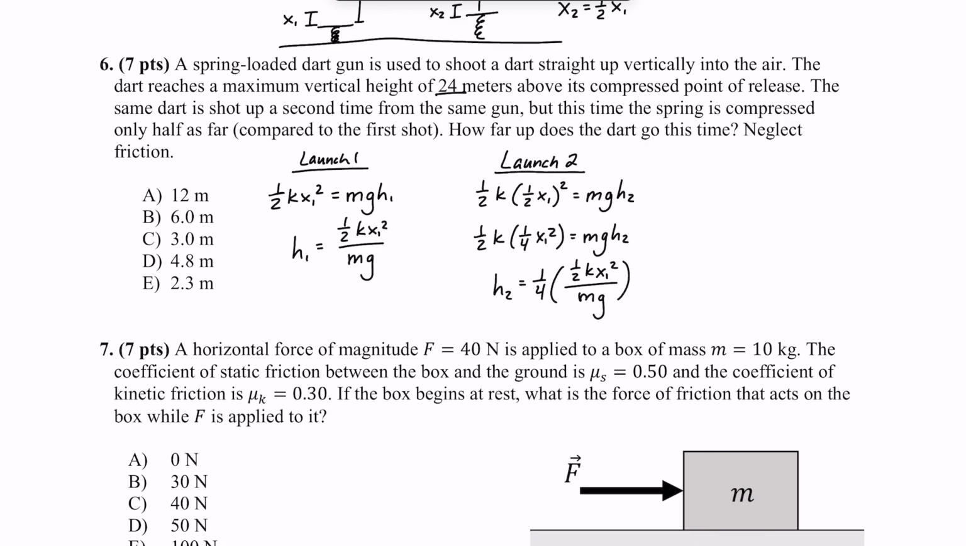But earlier, we had as h1 that exact expression, 1/2 k x1 squared over mg. And so I could substitute that. And I actually now am in a place to solve this problem because I have a value for h1, 24 meters. So plugging in our numbers, we see that h2, the height that the object moves when the spring is compressed only half as far as the first time, is 24 divided by 4, which is 6 meters.